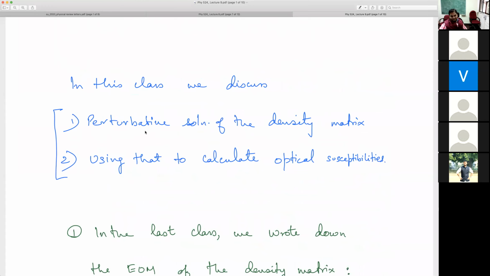In today's class, let's continue our discussion on the perturbative solution of the density matrix. In particular, we will calculate it for the optical light matter interaction. And then the first order density matrix we will use to calculate the first order optical susceptibility, which is related to the polarization. And polarization appears in Maxwell's equation. So it can change the properties of how light propagates through a medium. And it will have an impact on absorption, reflection, transmission, polarization rotation, and things like that.